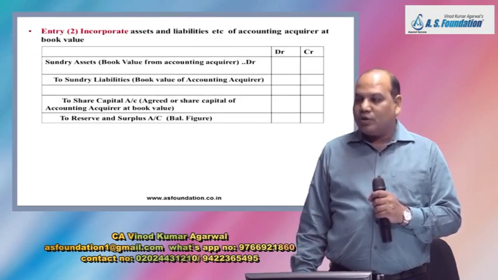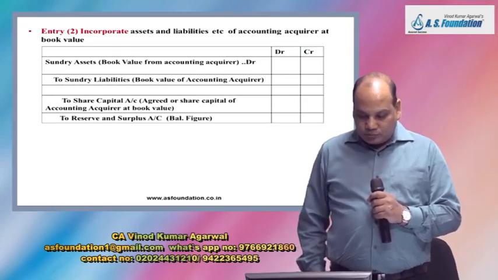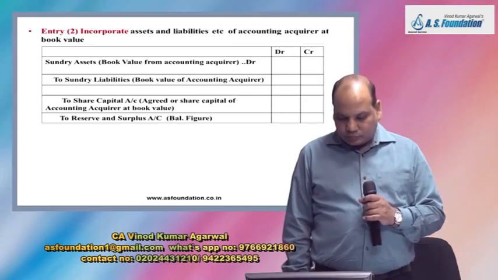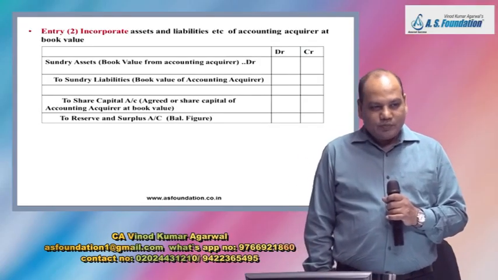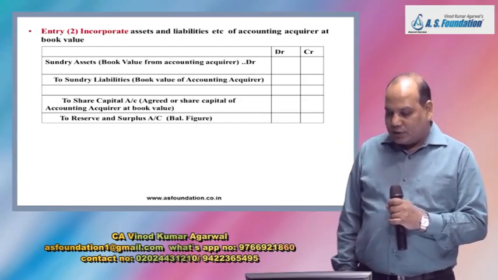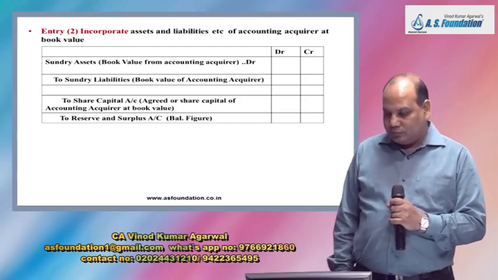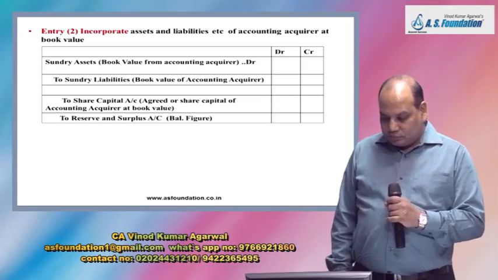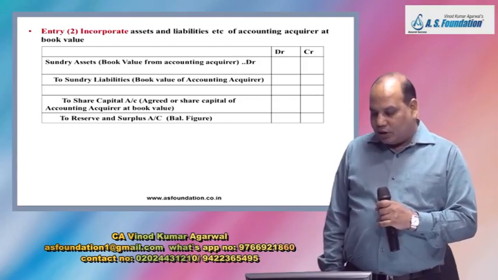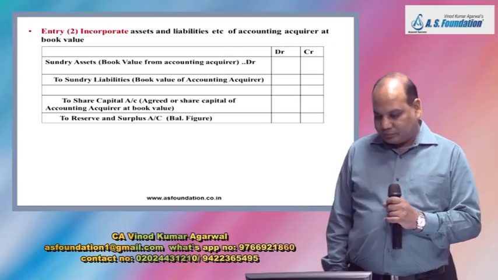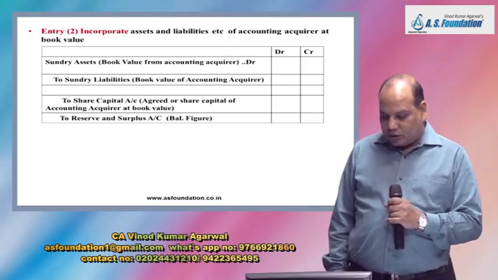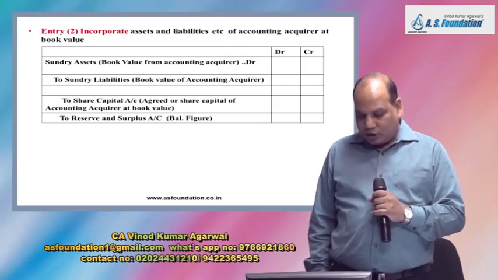Step entry number 2, write down. Entry number 2. Incorporate assets and liabilities etc. of accounting acquirer at book value.